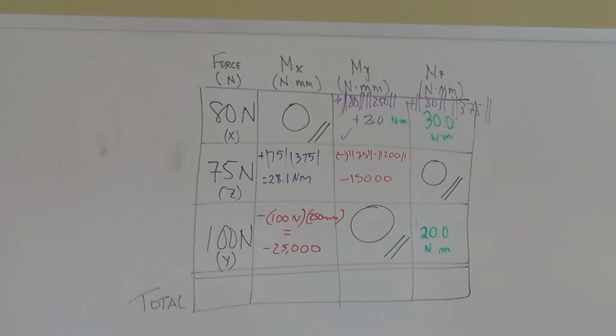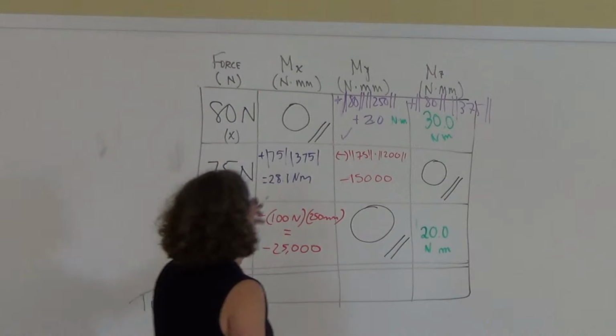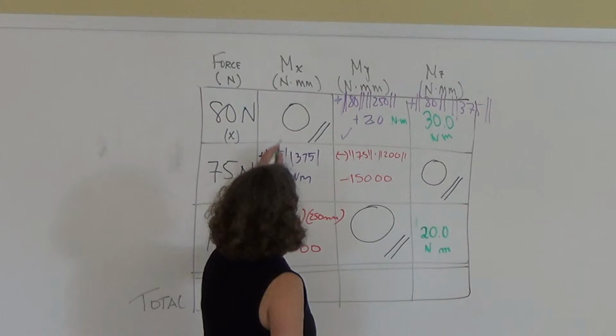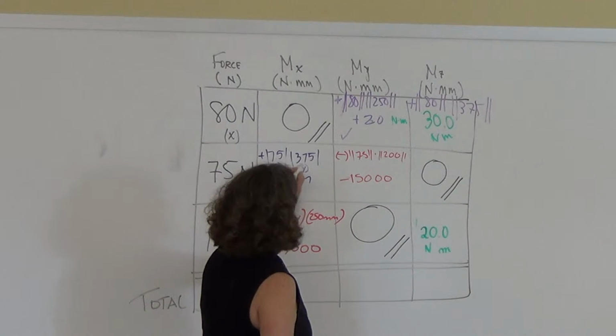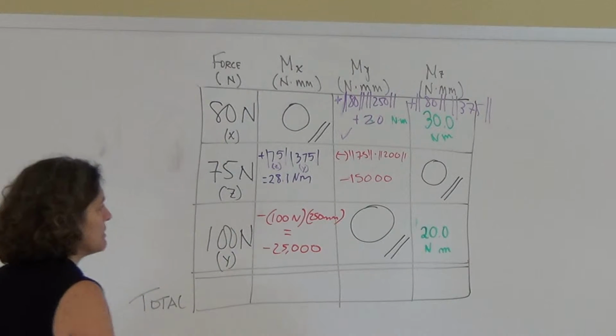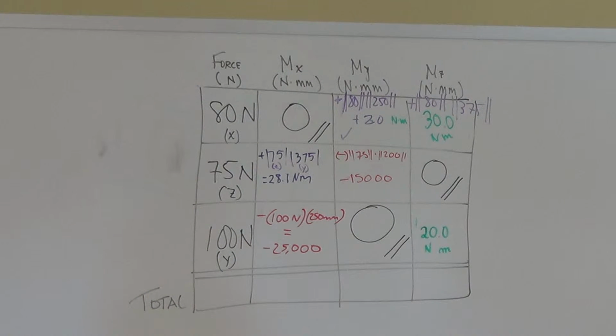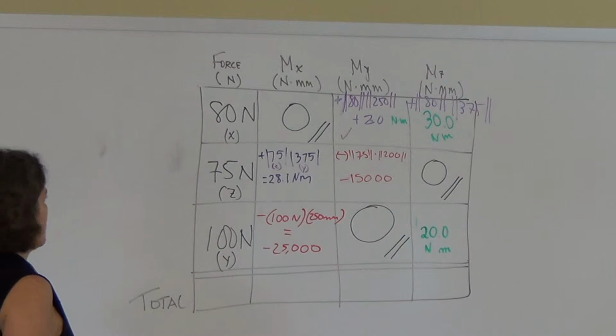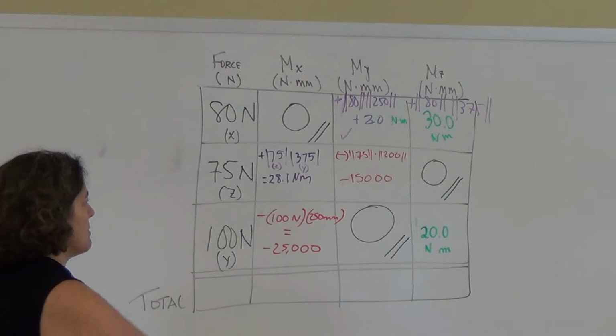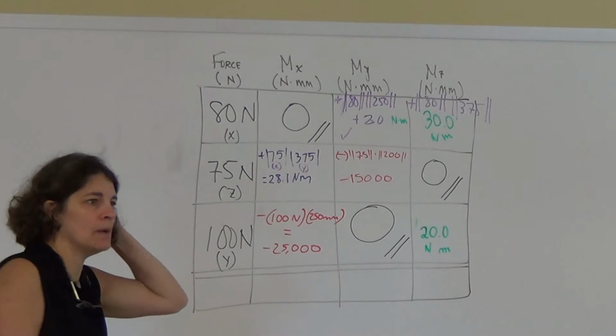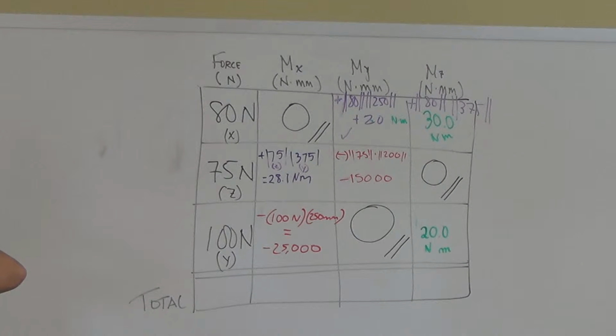Okay, 75. Always show the work, okay? So 75 is in the z, and we're trying to find the spin about the x. If it's the spin about the x, if 75 is in the z, and I'm trying to find the spin about the x, this has got to be in the y. So 75, and the y distance is 375, that's correct. I'm trying to find the spin about the x, and it's positive, 28.1. Did somebody else get that?